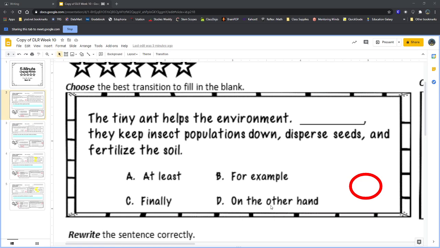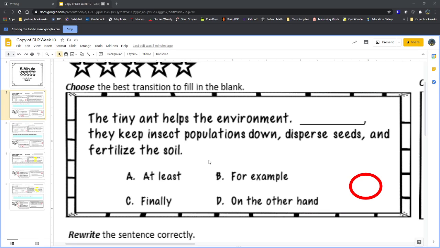Then we have answer choice D. The tiny ant helps the environment. On the other hand, they keep insect populations down, disperse seeds, and fertilize the soil. So what I'm going to do is I'm going to say the name of an answer choice. And if you think that answer choice sounded the best, I just want you to raise your hand.